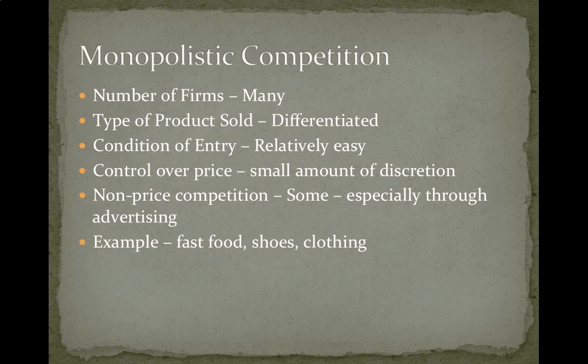Monopolistically competitive industries. I have many students who get this confused with a monopoly. Monopolistic competition comes from these businesses having monopoly power over the name. Our examples: fast food, shoes, clothing, and I'm going to use blue jeans to be more specific. There are many, many firms who offer blue jeans, probably hundreds of different brands of blue jeans that you can buy. When we talk about the type of product sold, that's what they do. They differentiate their product.